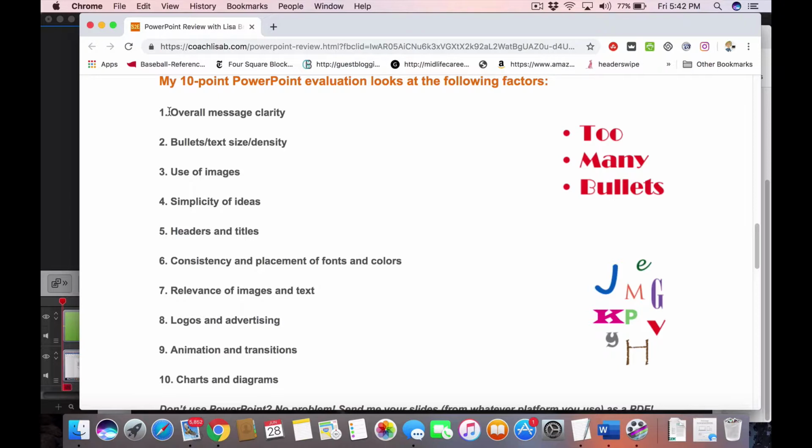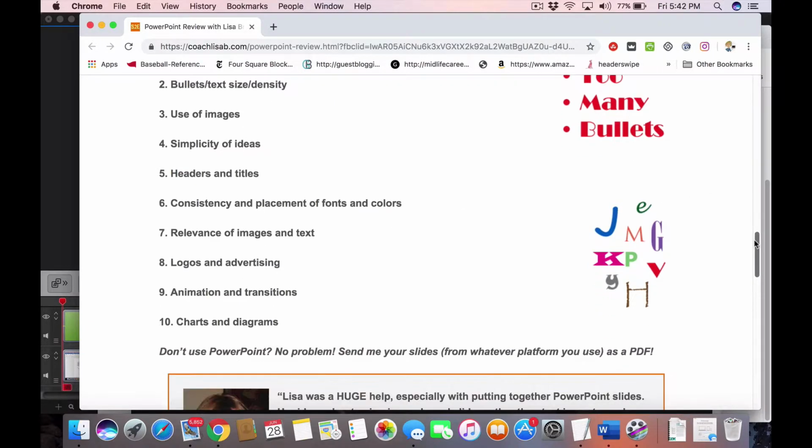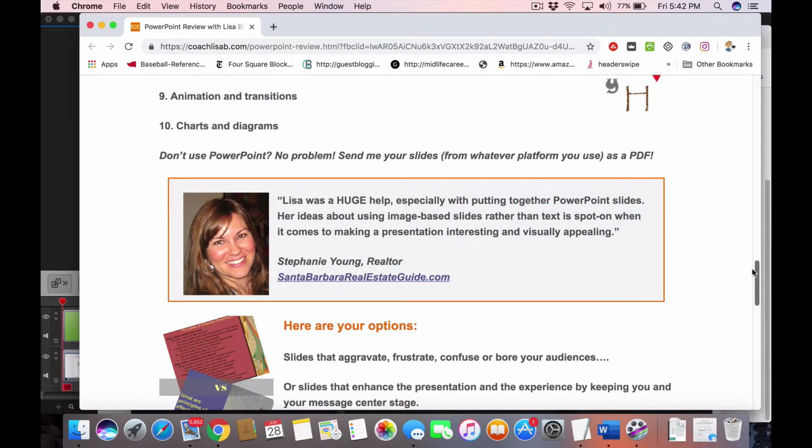Something like, will your audience understand your message clearly? Because a confused mind doesn't buy. Number 2, are your bullets and text the right size and density for your audience to grasp quickly when you're moving fast? Because in today's world, they just scan and skim. They don't actually read. And go on down with each of these, you'll have something about a benefit for each of these.